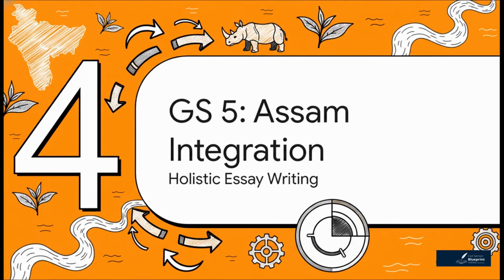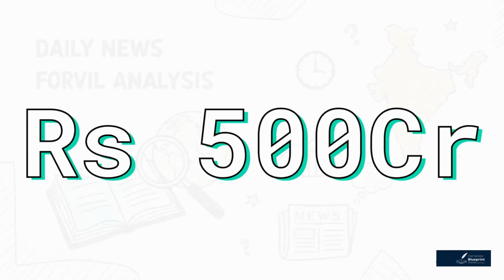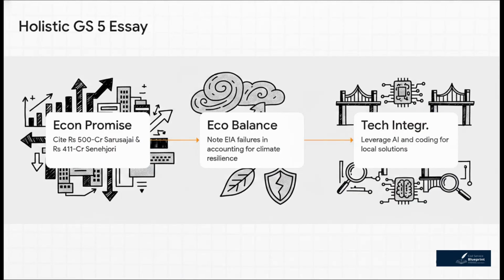And finally, we arrive at GS Paper 5, Holistic Assam Integration. This is the paper where you have to synthesize all the disparate facts we've covered today and show the examiner you see the big picture. To start our synthesis, let's add one last piece of data to the mix, 500 crore rupees. This represents the proposed Sarojay Ajini urban infrastructure upgrade under the central government's Urban Challenge Fund. We're talking about the trunk infrastructure, the primary roads and underground utilities that will act as the backbone for future growth in southern Guwahati. So how exactly do we build an exceptional essay out of this?